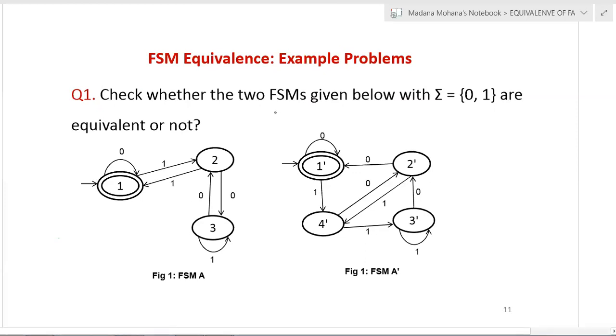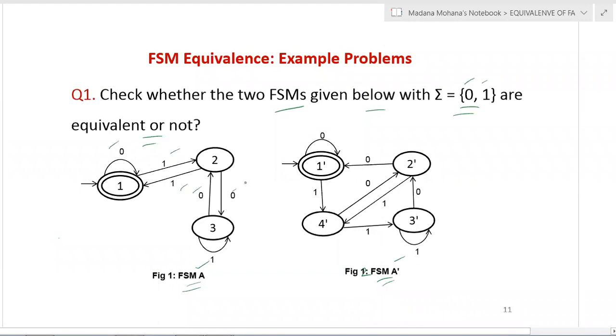Check whether the two FSMs given below, with sigma equal to 0, 1, are equivalent or not. The two finite automata, or finite state machines, are given in the figures below. Here the input alphabet sigma equals 0, 1. See the following figures. Figure 1 is the finite state machine named A. Then this is figure 2, the finite state machine named A dash. Now in both machines you can see the inputs are a combination of 0, 1.